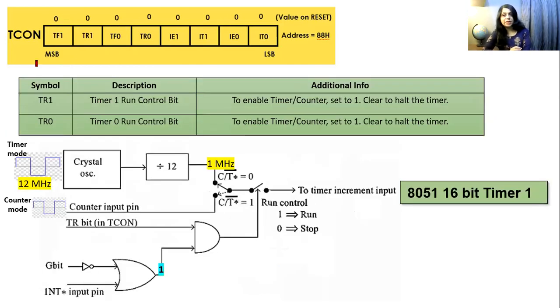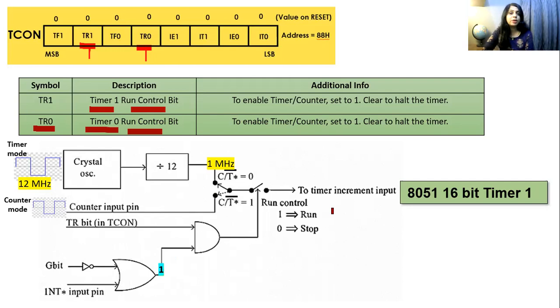Now the next bits are TR1 and TR0. These are timer run control bits. This is the timer 1 run control bit, and TR0 is the timer 0 run control bit. So what is the function of these bits? To enable the timer or counter, set it to 1. That means it will enable the timer or counter, or it will start the timer, or it will stop the timer. How it takes place, you might have seen this diagram.